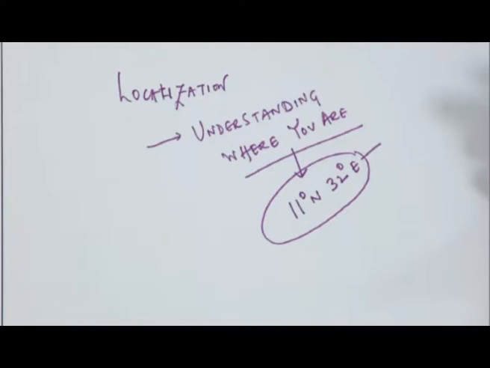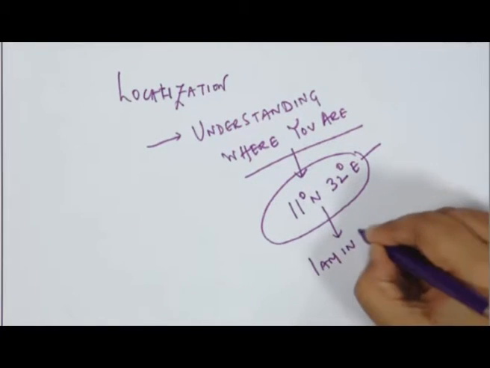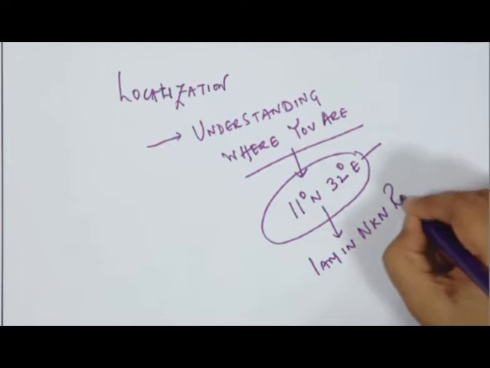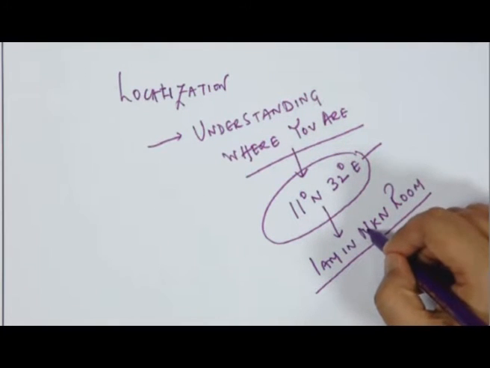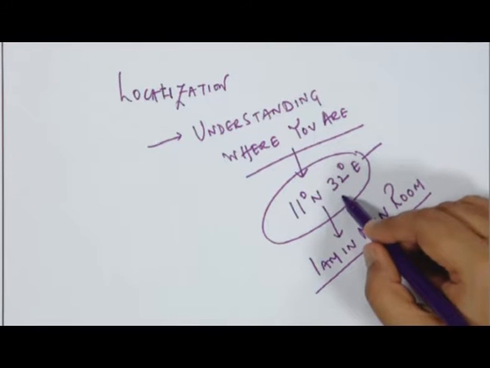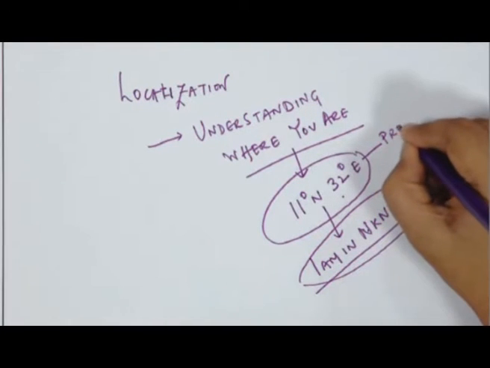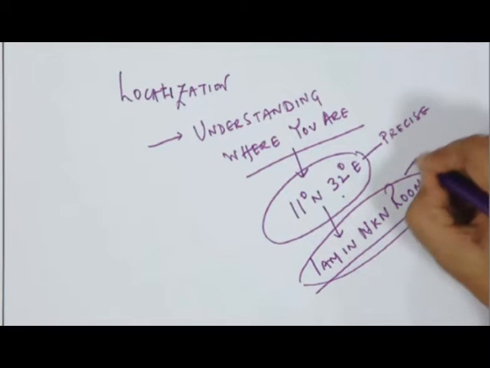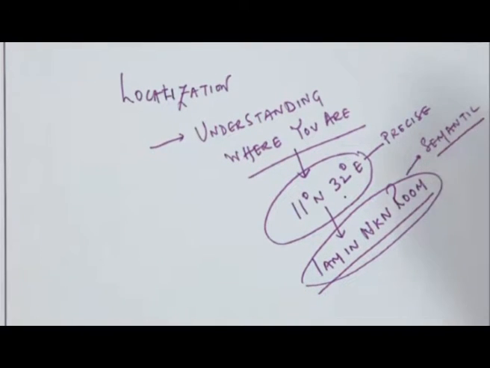which is actually very hard, because we will not understand. But if I tell you that I am in NKN room, that is much better, although it may not be as precise as the previous one. The coordinates are very precise, while this is more semantic.